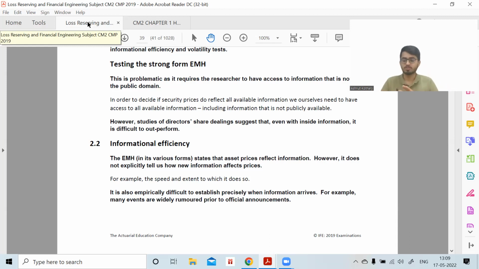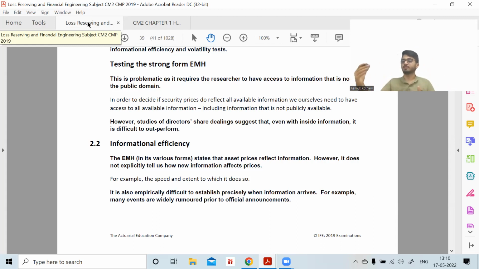So, just to make it a bit more clear, we will again do some questions. What should we expect if markets are semi-strong from EMH? If any new information comes in, the prices should react to it very quickly and at the right quantum, and it should not overreact or underreact.